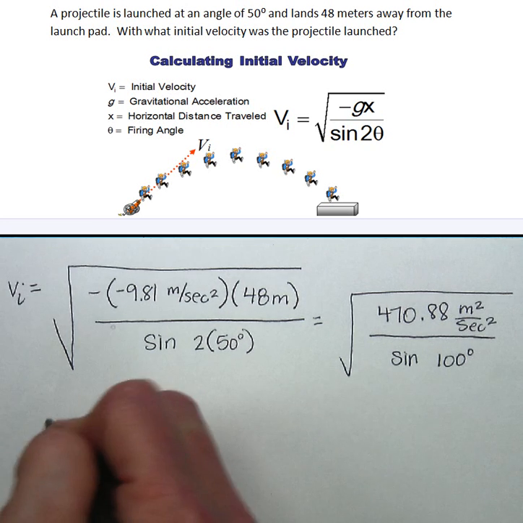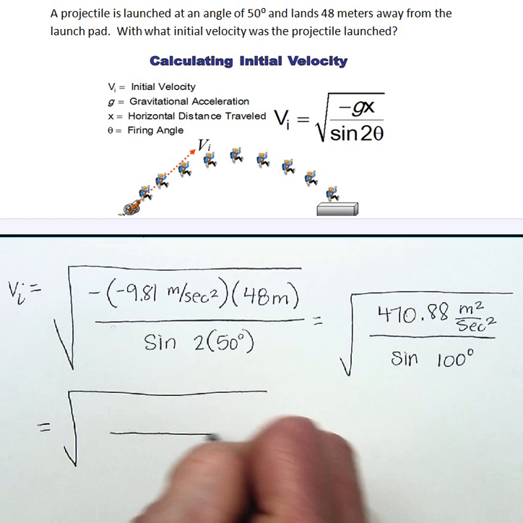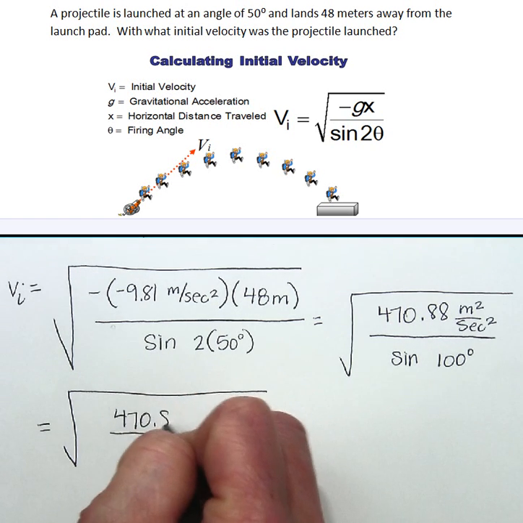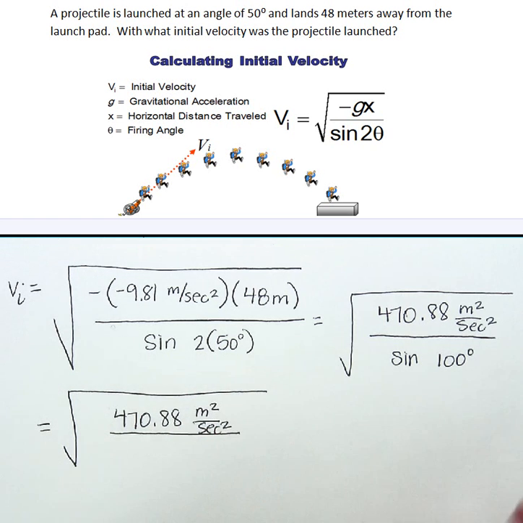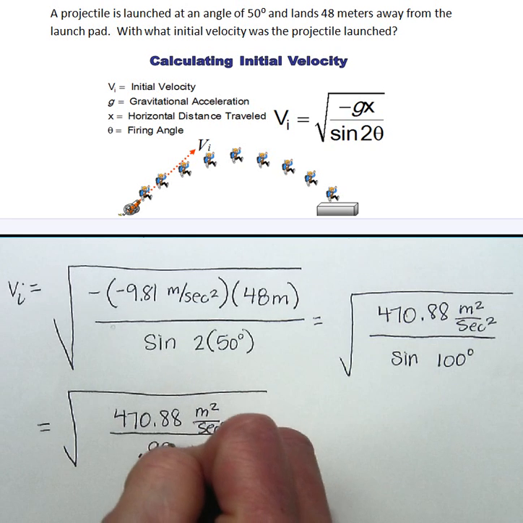So again, in my calculator, making sure that I'm operating in degree mode, I'm going to calculate the sine of 100 degrees. So I'll have 470.88 meters squared per second squared divided by the sine of 100 degrees, which is 0.985.